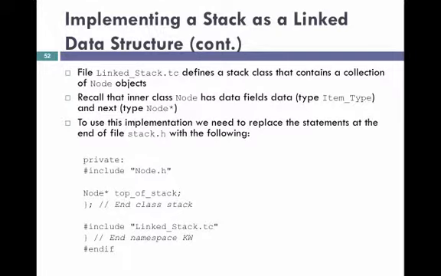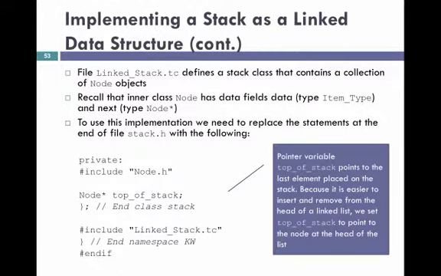So to use this implementation, we replace the statements at the end of stack.h with the following. We include node, then we can have the top of stack simply be a node pointer, and then we can include linked stack.tc, which is an implementation of the stack functions using nodes. Now the pointer variable top of stack points to the last element placed on the stack, so it's easy to insert and remove from the head of a linked list, so the top of the stack points to the node at the head of the list.